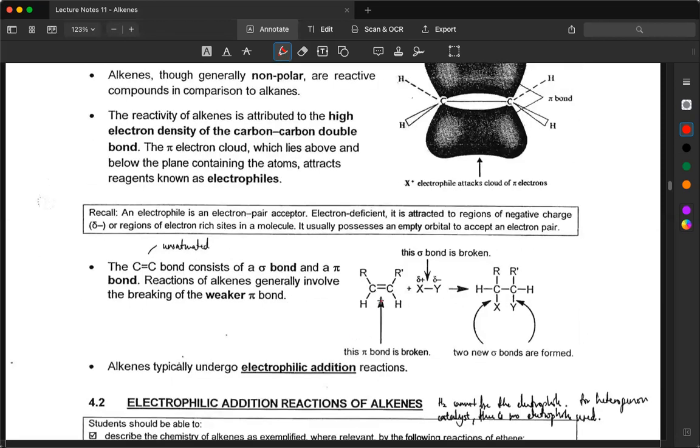So the C=C double bond consists of a sigma as well as a pi bond. And the reactions of alkenes involve the breaking of the weaker pi bond. As we know, the overlapping of orbitals is less effective, so it's easier to break.